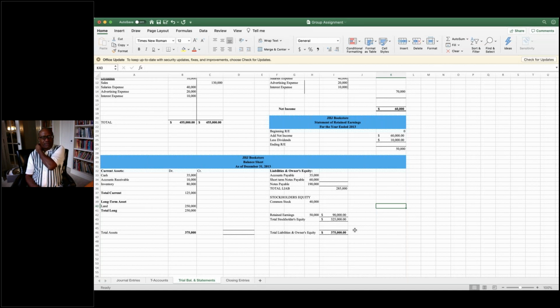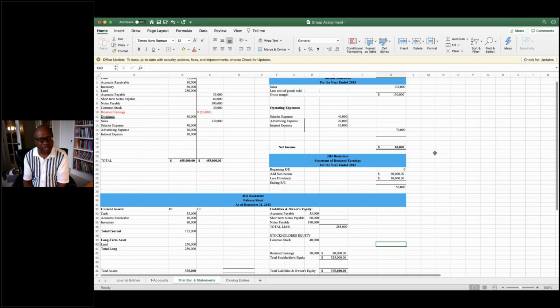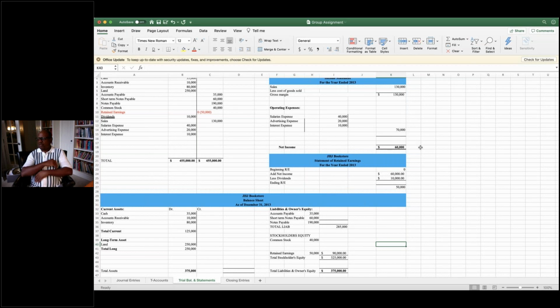Got it? Yes, sir. Okay, so given this information, then you all make the closing entries. Take out a sheet of paper based on this and make the closing entries. Take out a sheet of paper and make the closing entries. Y'all said you understood.